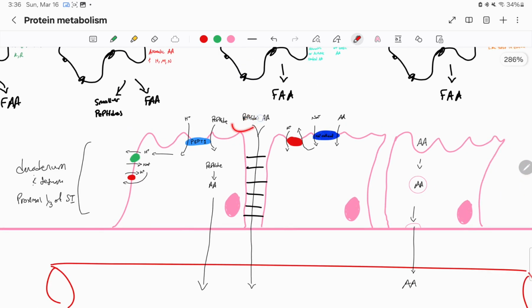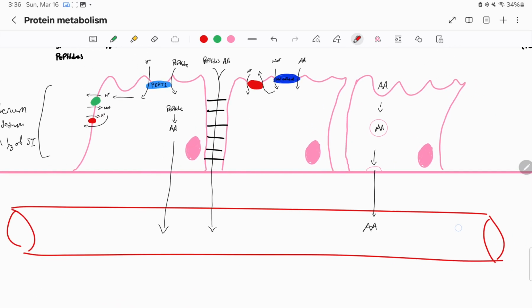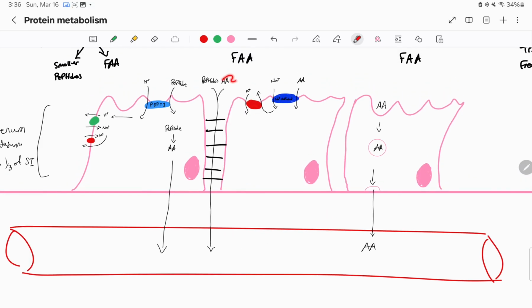Some of the peptides might go through a paracellular route, meaning they will go through the tight junctions in between adjacent enterocytes, and they would make it into the bloodstream. And some amino acids might do that as well, but this occurs in very, very low amounts.